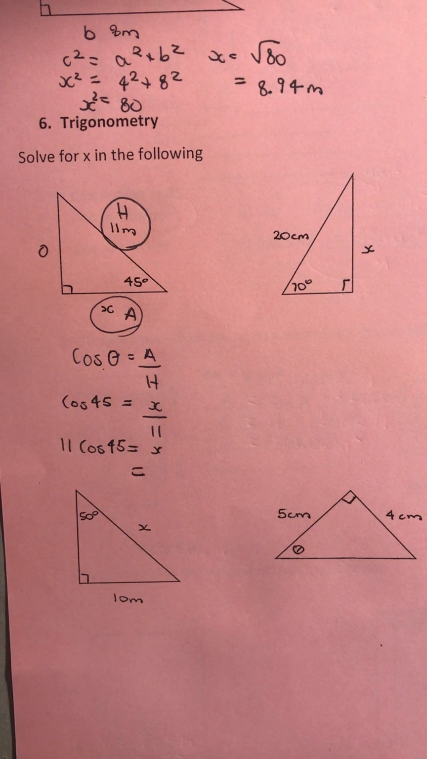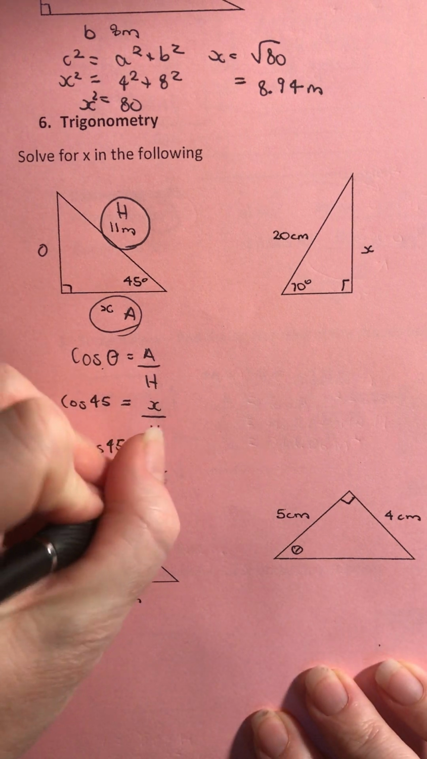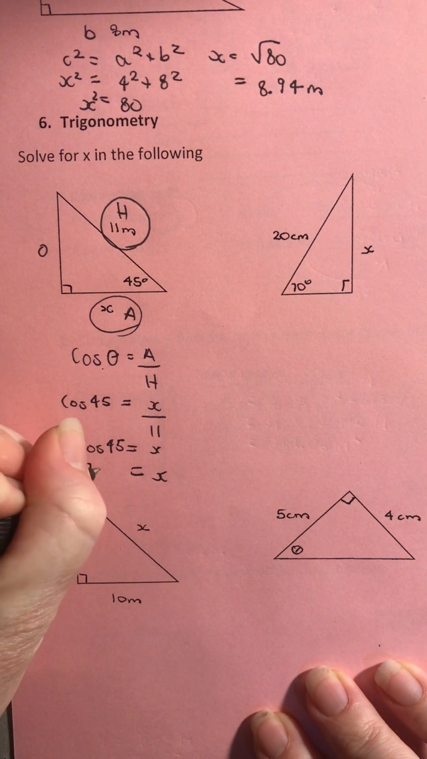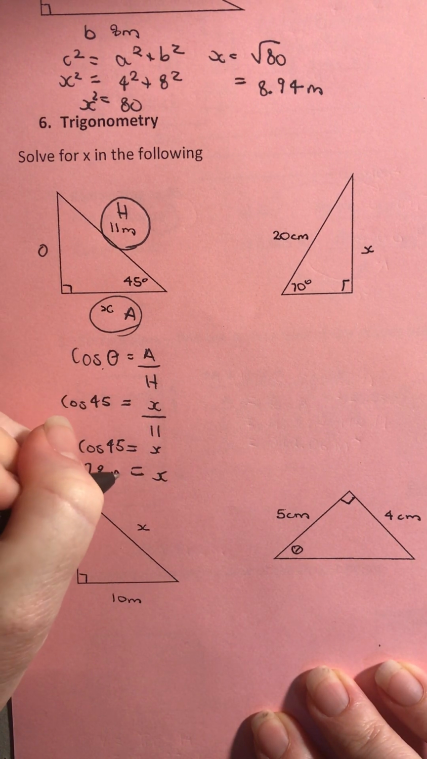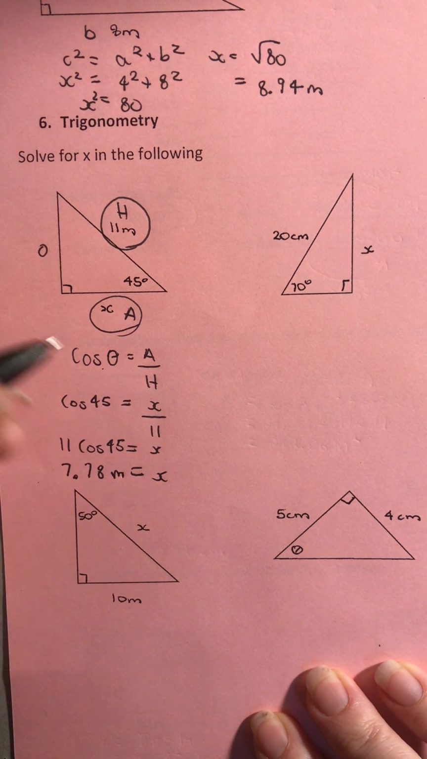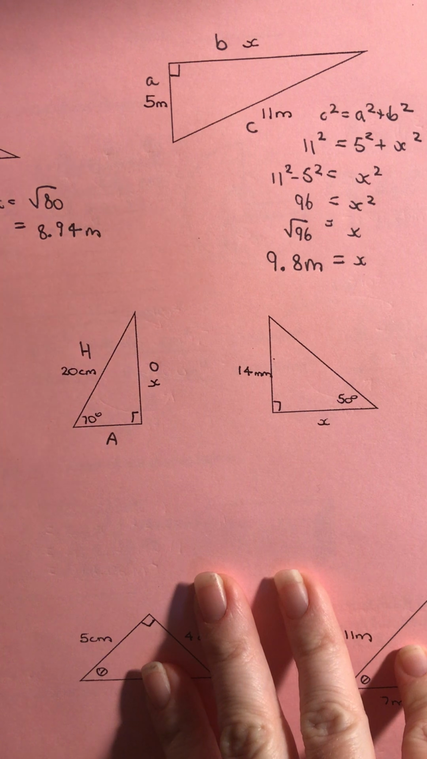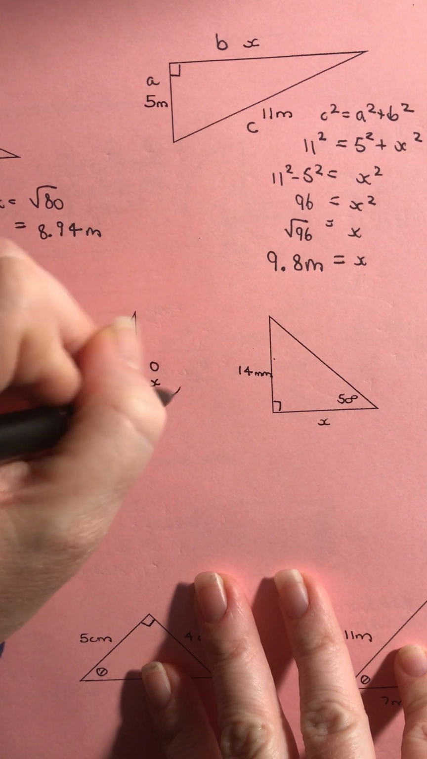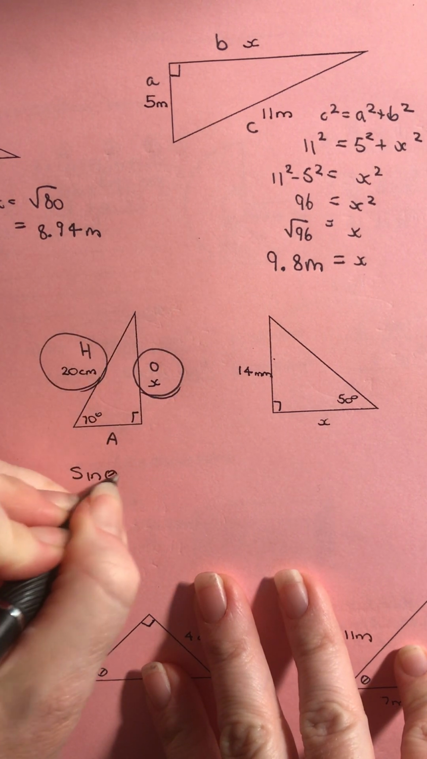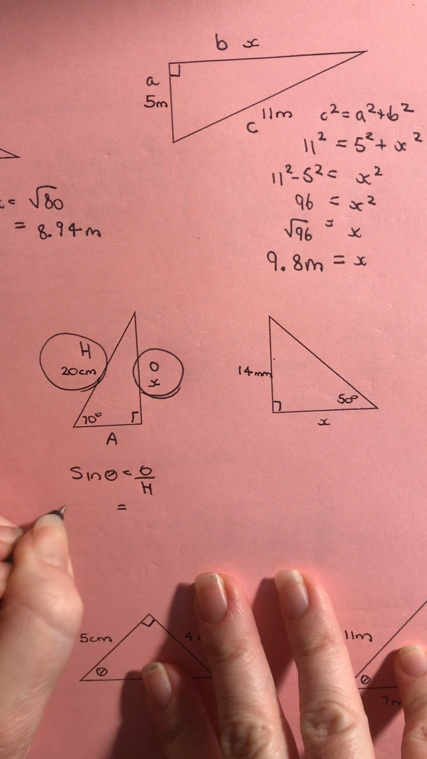I'll grab my calculator and I will do 11 cos 45, and I get my X is 7.78, and that will be meters. Next one, labeling my triangle again, A, O, and H. And so then that means I've got sine theta equals opposite over hypotenuse.